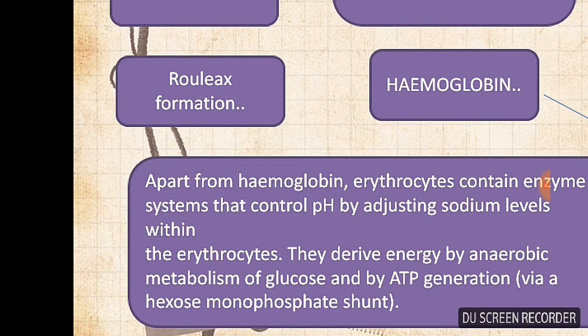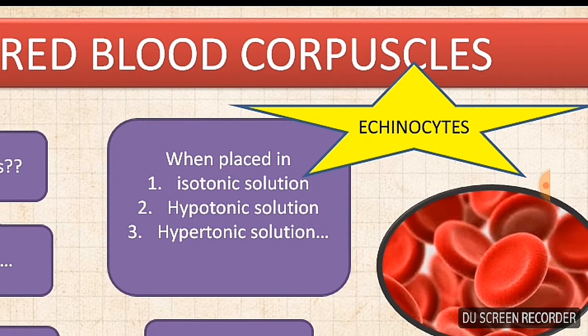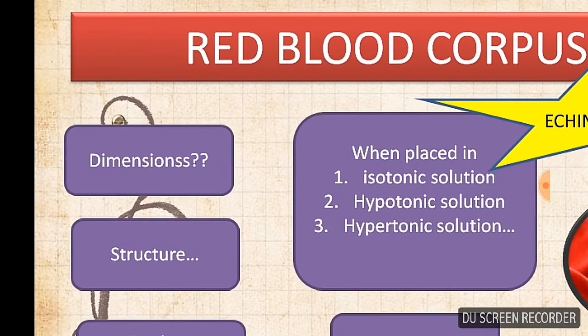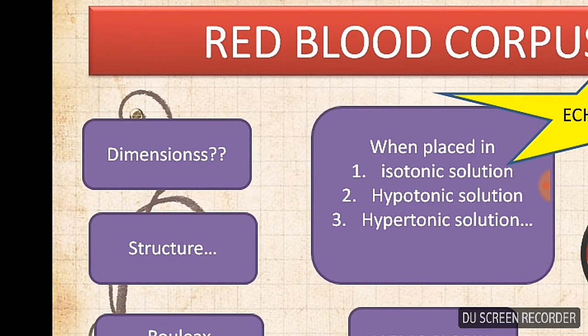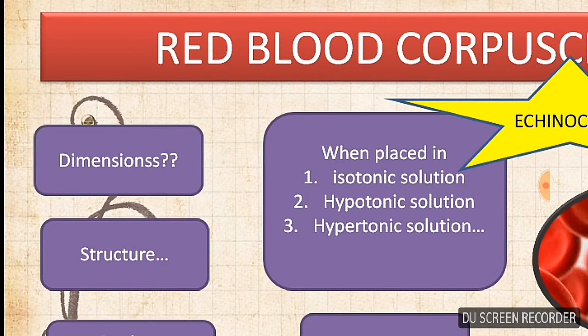Okay, next coming, let us say, suppose this RBC sample is placed in isotonic, hypotonic and hypertonic solutions. So what happens when placed in isotonic solution? They maintain their normal shape, so no damage will occur to them. Suppose they are placed in a hypotonic solution. What happens when they are placed in a hypotonic solution?